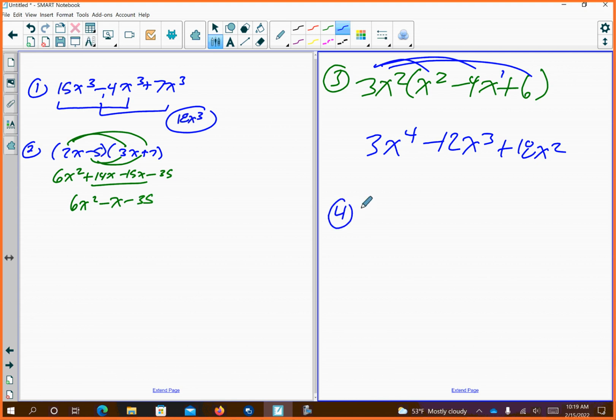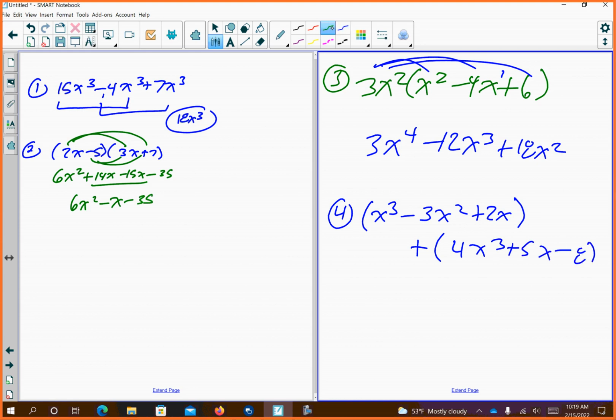Number 4, it looks like I'm just going to combine like terms. I have a plus sign, 4x to the third plus 5x minus 8. So because I'm adding, I'm just going to combine like terms. So I get x to the third and 4x to the third gives me 5x to the third. Notice the exponent didn't change because we're just adding.